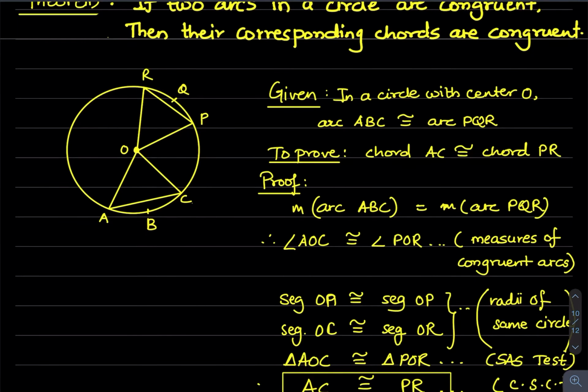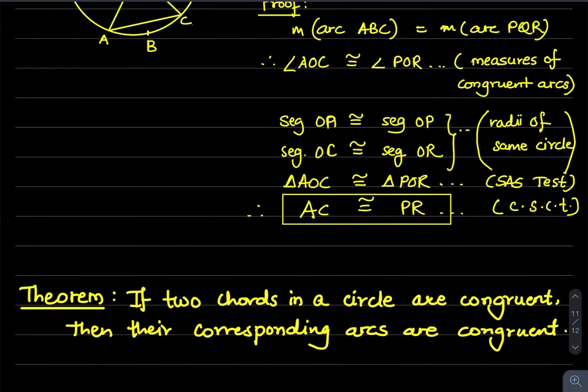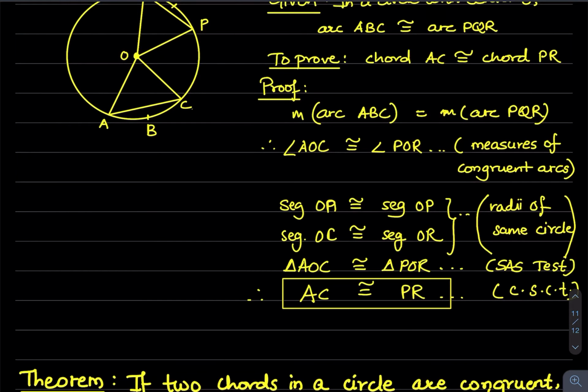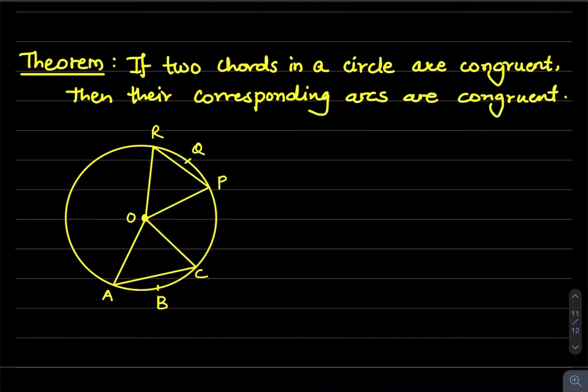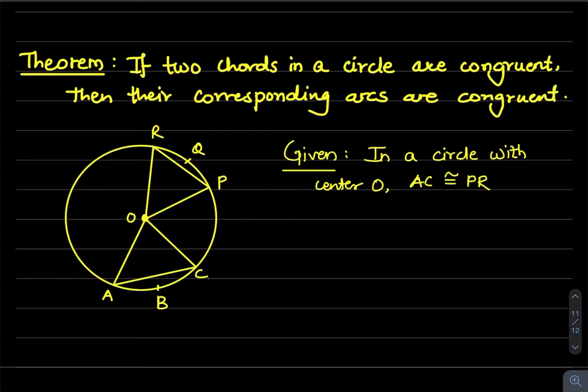The next theorem is about the converse. In the previous one the arcs were given congruent and we proved the chords are congruent. Now if two chords in a circle are congruent, chords are given congruent, we need to prove that their corresponding arcs are congruent. So first, the diagram is the same as above. Given: in a circle with center O, AC is congruent to PR. To prove: major arc ABC is the same as major arc PQR.